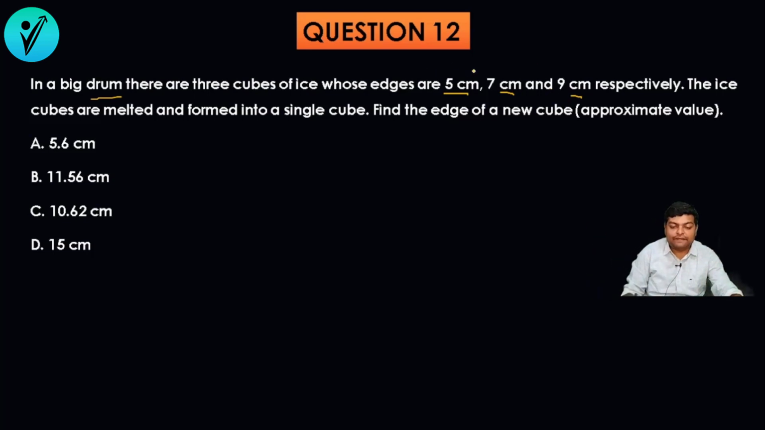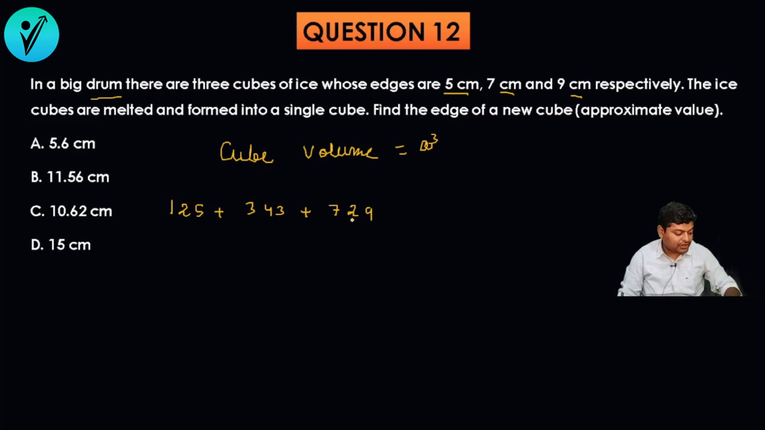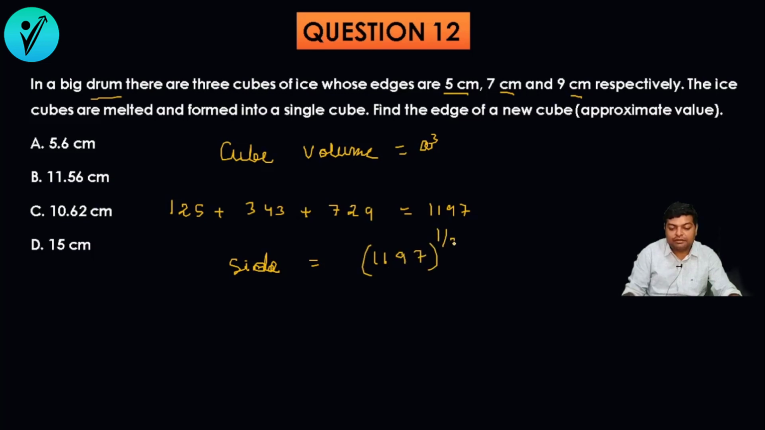So simply get the volume of this. If the dimension is 5, what will be the volume? For any cube, the volume is a cube. So if your dimension is 5, the volume will be 125. If your dimension is 7, the volume will be 343. If your dimension is 9, the volume will be 729. Simply add all the values. When you add all the values, the overall volume that you'll get is 1197. Again, I have used the calculator, but please don't do it by calculator, calculate yourself. You have to appear for the exam. I don't need to appear for the exam, so मेरे लिए calculator चलता है. So if your volume is 1197, what will be the dimension? If it is given that the volume is this, the side will be simply 1197 raised to the power of 1 upon 3.